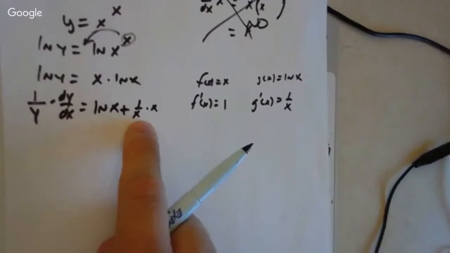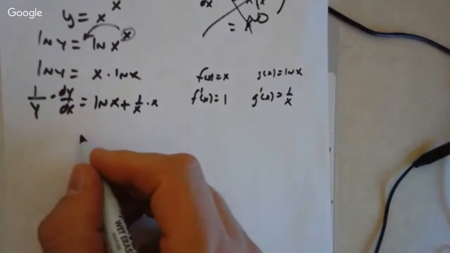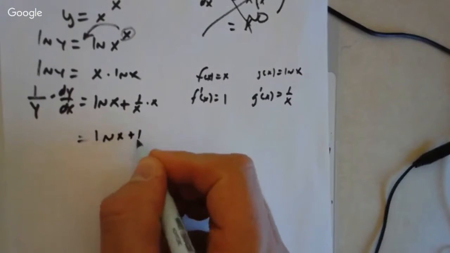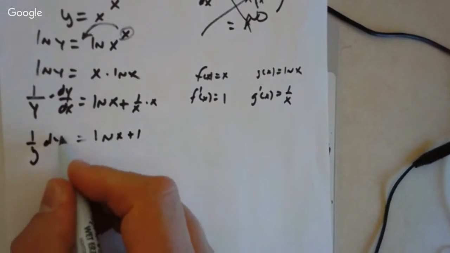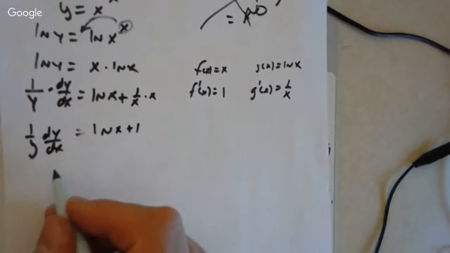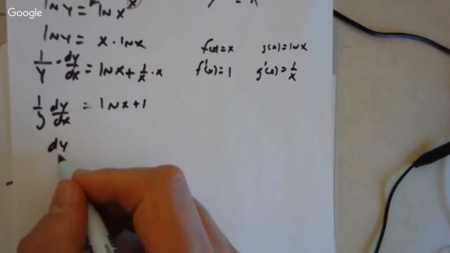All right, let's simplify. What's 1 over x times x? Okay, so ln x plus 1. What do we want to solve for? Okay, so what should we multiply both sides by? y. Okay, so dy/dx.